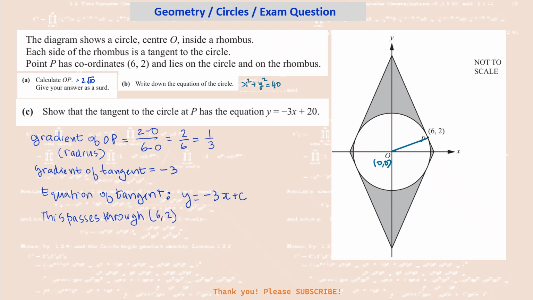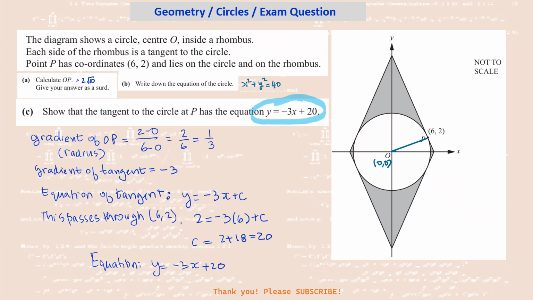And then we see that this tangent passes through the point (6, 2). So substituting the values, we get c equals 20, and hence the equation of the tangent is y = -3x + 20, which matches with what we've been asked to find. So that is correct.